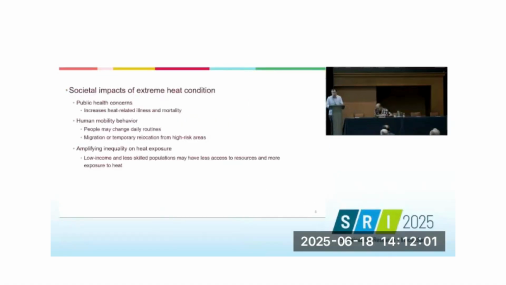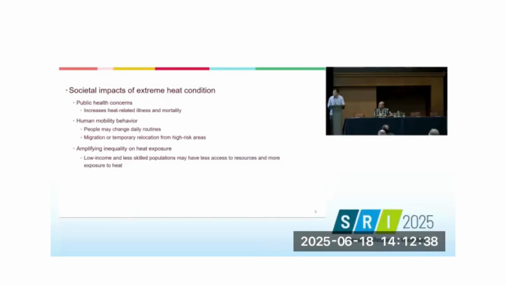So given such a big impact, how does extreme heat affect human beings and society? There are so many reasons; here I listed three. The first one is that it causes public health concerns. It will increase heat-related illness and mortality. The second one is that it will impact human mobility and behavior. People might change their daily routine activities during the heat period.